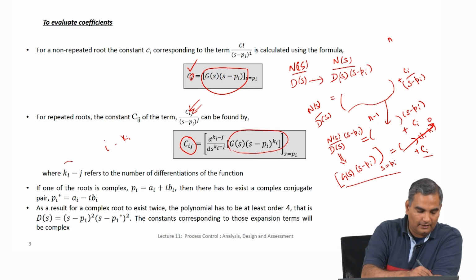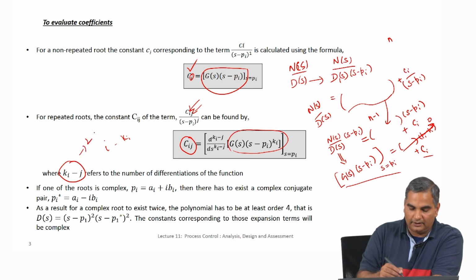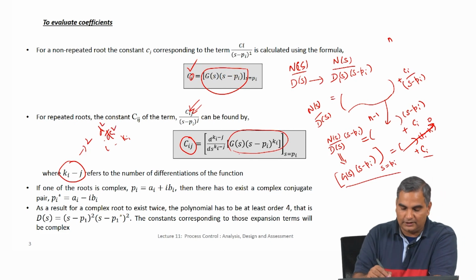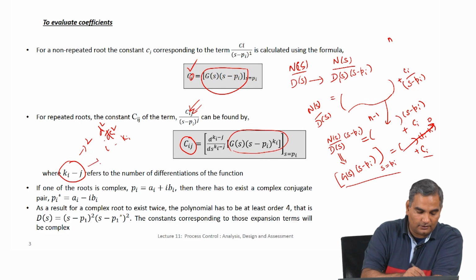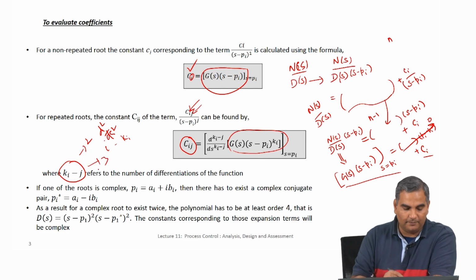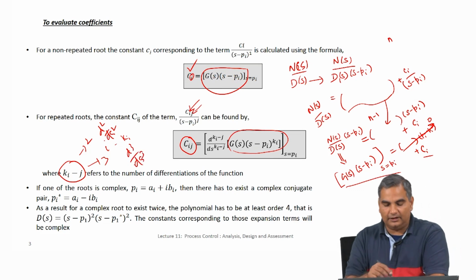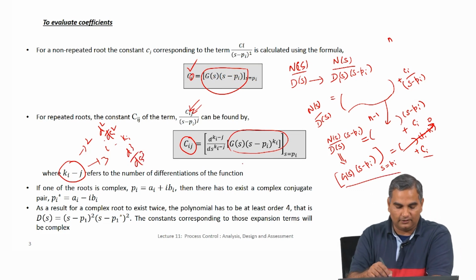Now, this k_i minus j, let us say if it turns out to be 2, then basically this will be d squared by ds squared. You have to differentiate this G(s) times this 2 times. If this k_i minus j turns out to be 3 for a particular j, then that is d cube by ds cube. Basically, you have to differentiate this 3 times.